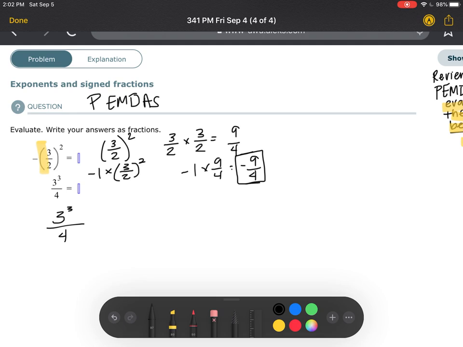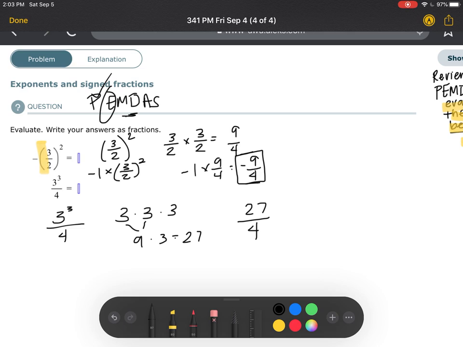Oh man, sorry. There are no parentheses, so I can check that off. And then I look for my exponents. So I say 3 times 3 times 3. That's 9, and that's 27. I can put that back into this, and then technically do the division part.